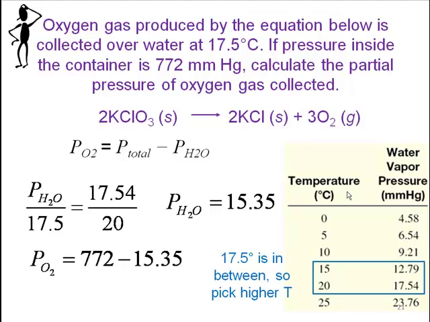And you take your 772 minus your 15.35. So, if you chose to do halfway in between, that may get you close to the answer, but this here is the technique of proportions to get you the actual answer that would be used. So always use the higher number on the table. If this was 18, you would use the same ratio. So if this was 18, you'd use 17.54 to 20, P over 18.